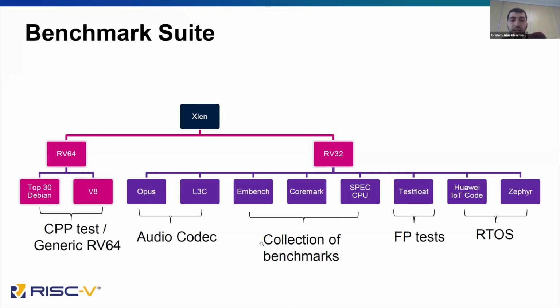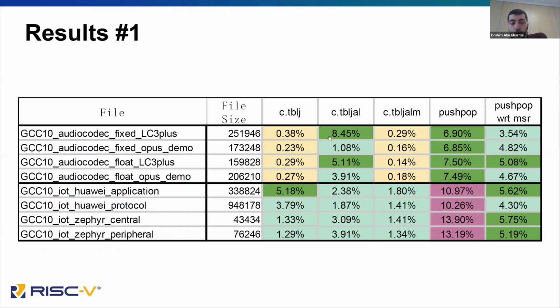And Opus and LC3 are audio codecs, and mbench, Kharmeh, and SPEC CPU are just collections of benchmarks used to evaluate general CPUs. Test float is a floating point test, and Arcus, Zephyr, and our own code are for embedded applications. And we also compiled these using Clang and GCC to see if our instructions are valuable and usable for both compilers. So from all of that, we can get the actual results of the savings.